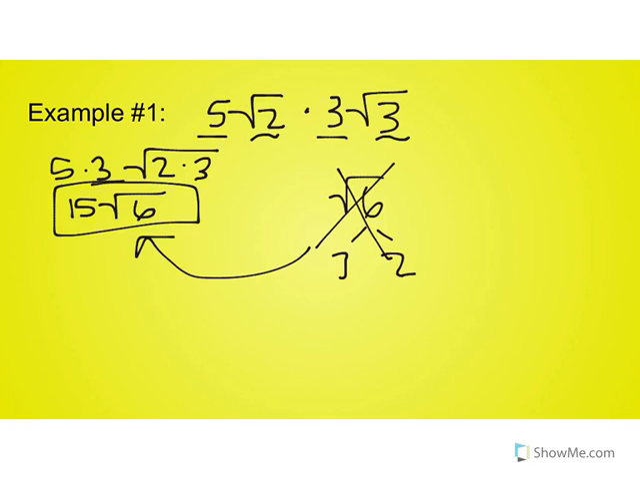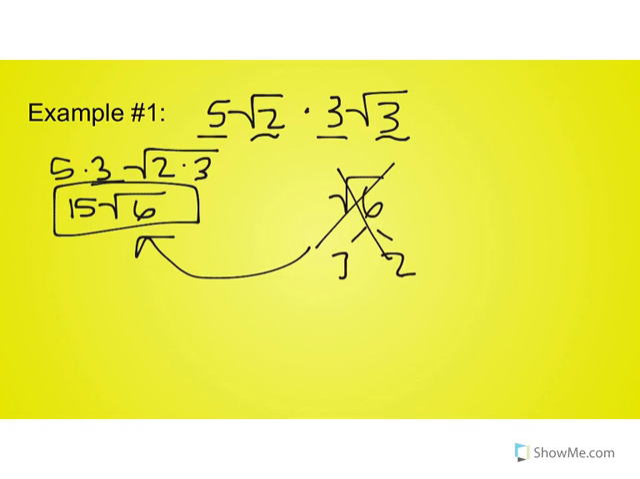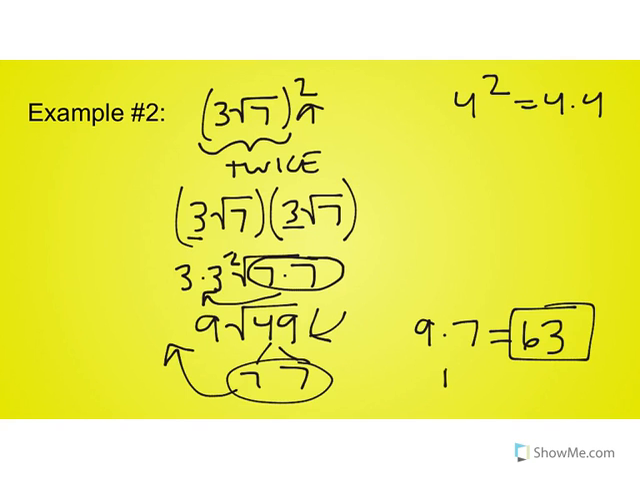And guess what I already forgot? Remember our step number 4, I said for all we're going to state if it's rational or irrational. The first one has the radical symbol, so this is going to be an irrational solution. And this one, since it was just a whole number, is a rational solution.